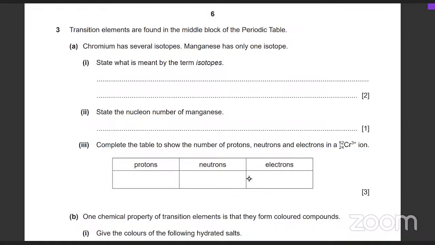What is meant with the term isotopes? What's the definition of an isotope? क्या same होता है? Atoms having same proton numbers. So basically they are the same element, but a different number of neutrons.